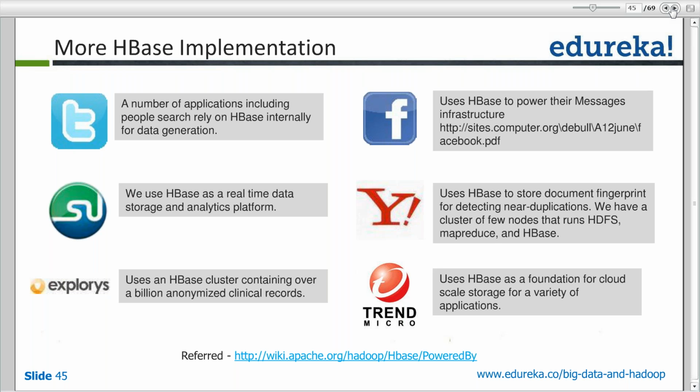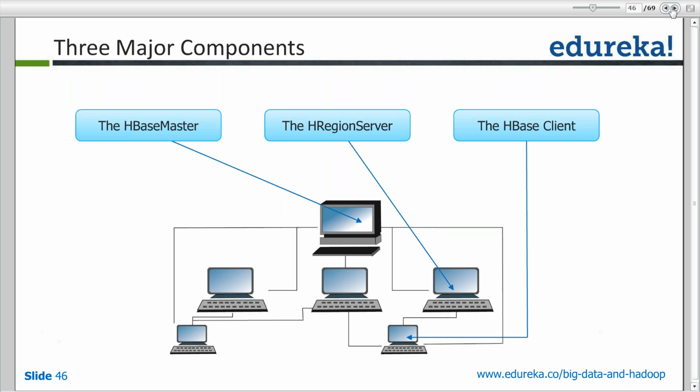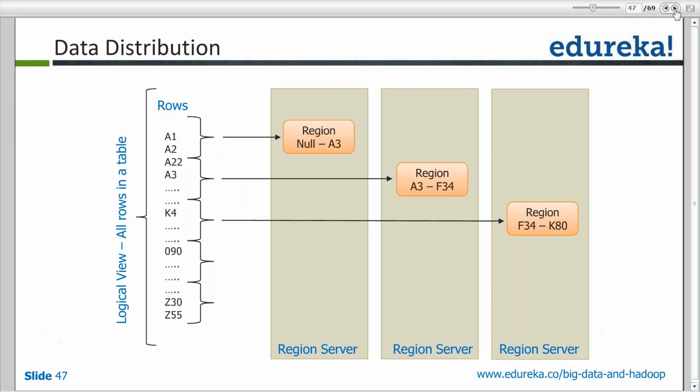Okay, so these are some more implementations of HBase. Yahoo uses HBase, Facebook, Twitter, all of these use HBase. Now the architecture. As I just mentioned, HBase has a master called HMaster. It has slaves called region servers, right? And definitely you have clients, which are reading and writing data. We would be coming to these components in the coming sections.